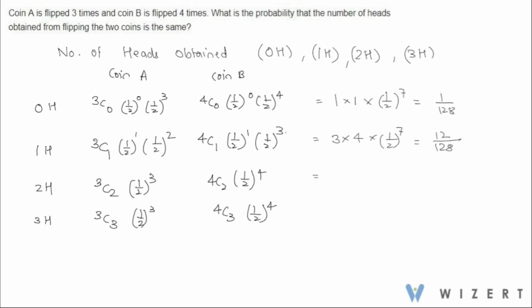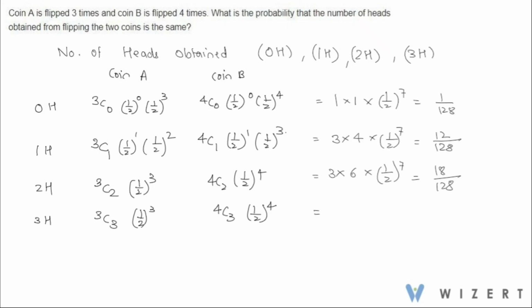In the next one, we have 3C2. So 3 factorial by 2 factorial into 1 factorial. This will be the same as 3. So this is 3 multiplied by, in 4C2 we have 4 factorial by 2 factorial into 2 factorial. Now 2 factorial is 2, so 2 into 2 is 4. So 4 factorial divided by 4. Now 4 from 4 factorial will cancel out and we are left with 3 factorial here. So 3 factorial is 3 into 2 into 1, which is 6. So 18 into 1 by 2 whole to the power 7, which is equal to 18 by 128.